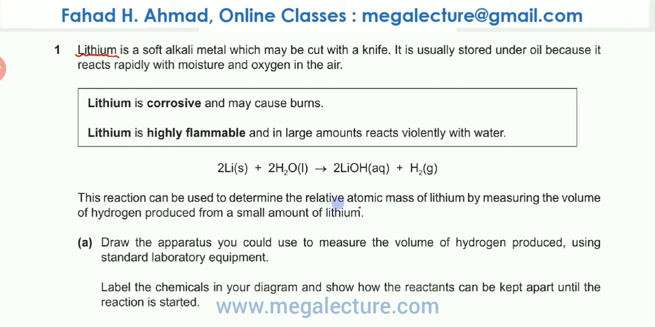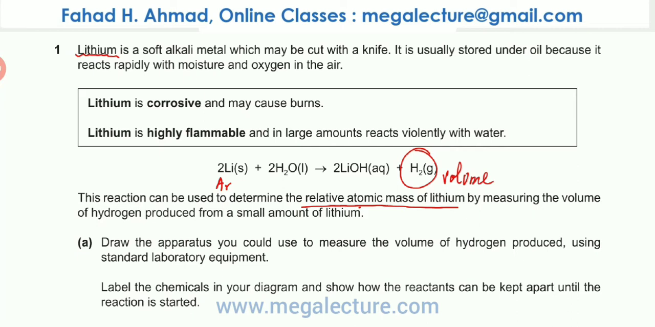You need to figure out the relative atomic mass of lithium by measuring the volume of hydrogen produced from a small amount of lithium. So you're going to measure the relative atomic mass, Ar, of lithium by measuring the volume of this gas that is produced in the reaction. Moving to the first part, you're being asked to draw the apparatus you could use to measure the volume of hydrogen produced using standard laboratory equipment.